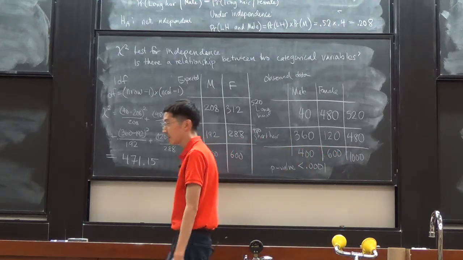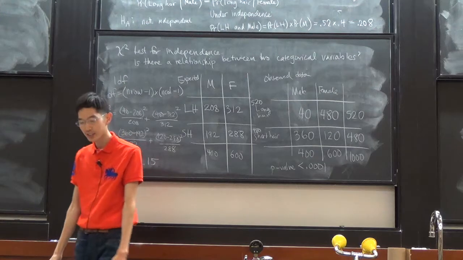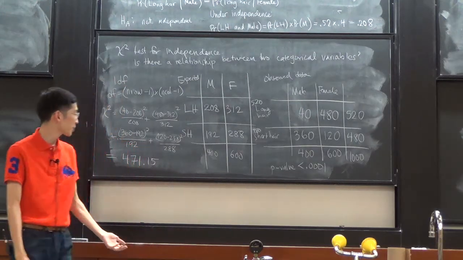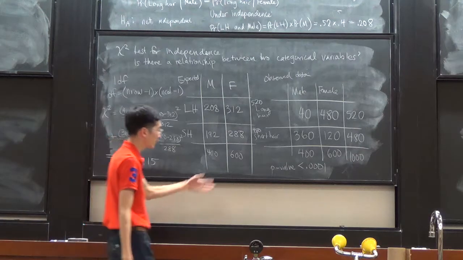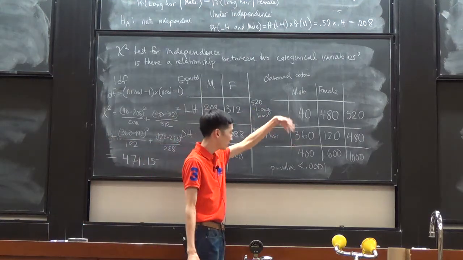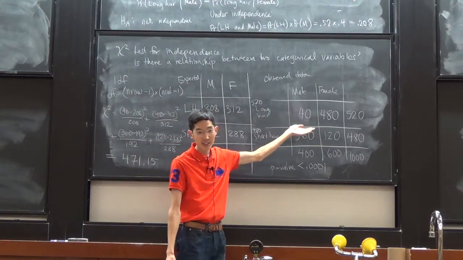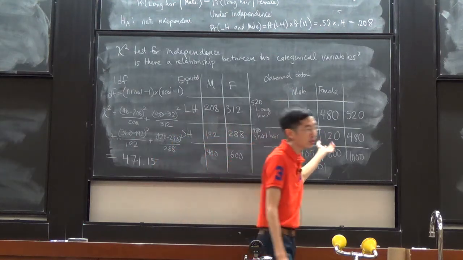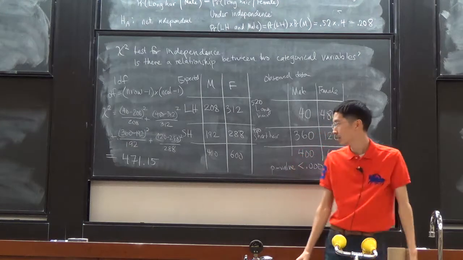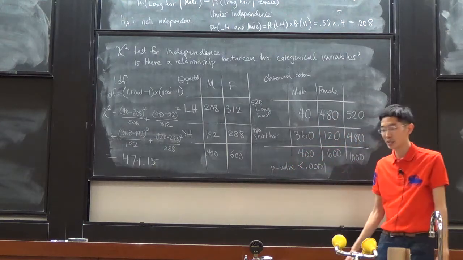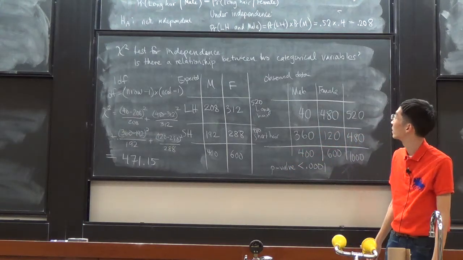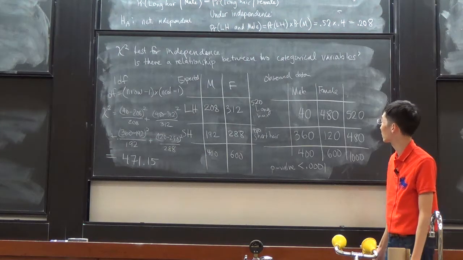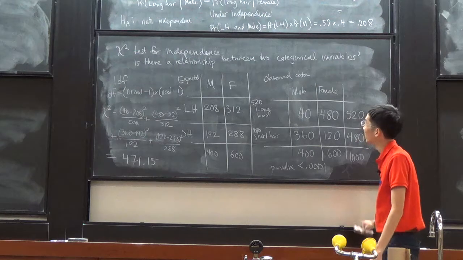So that's saying if hair length and gender are not related, what is the probability that from random chance alone, I happen to see data that looks like this? The probability of seeing something like this is incredibly unlikely. You know, less than 1 in 10,000, or actually, oh, you know what?